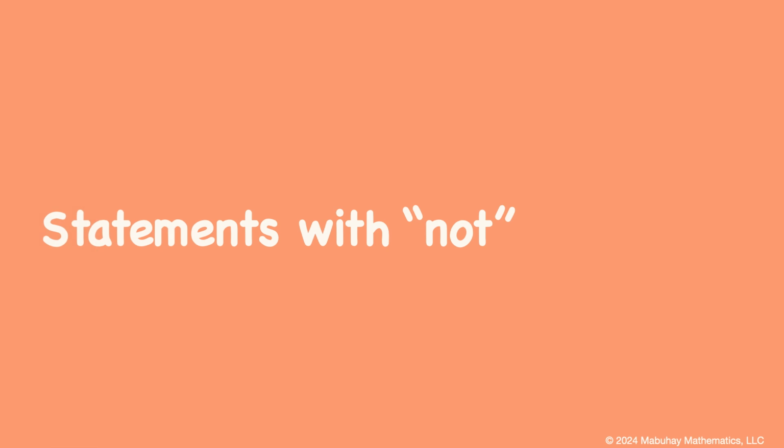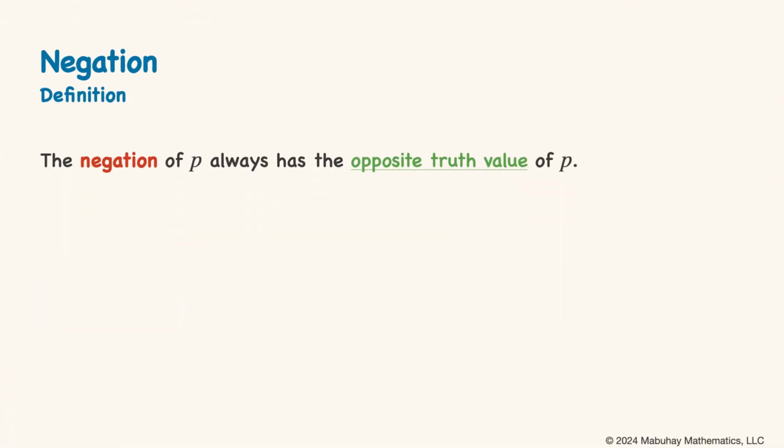So now that we have a better idea of what a statement is and what the truth value of a statement is, let's talk about statements with the word not. That is, talk about negations. Here we're going to start using variables like we do in algebra, but the variable will take the place of a statement. The variable is going to represent a statement. So here, if P is a statement, the negation of P always has the opposite truth value of P.